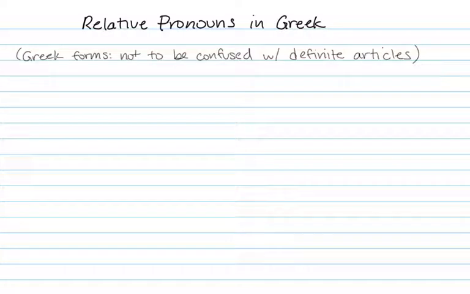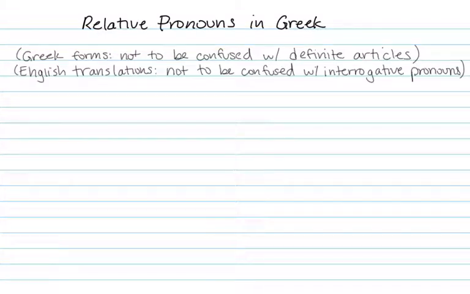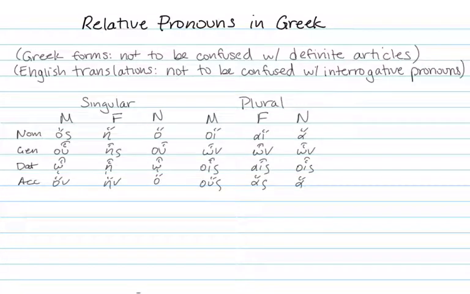The Greek forms look somewhat like the definite article, so don't confuse the two. And then, as I mentioned in the previous slide, the English translations are not to be confused with interrogative pronouns that ask a question. So here are the Greek forms. You'll notice the difference between these and the definite articles is the lack of a tau at the beginning of the oblique cases, and then also the rough breathing at the beginning of all of them.